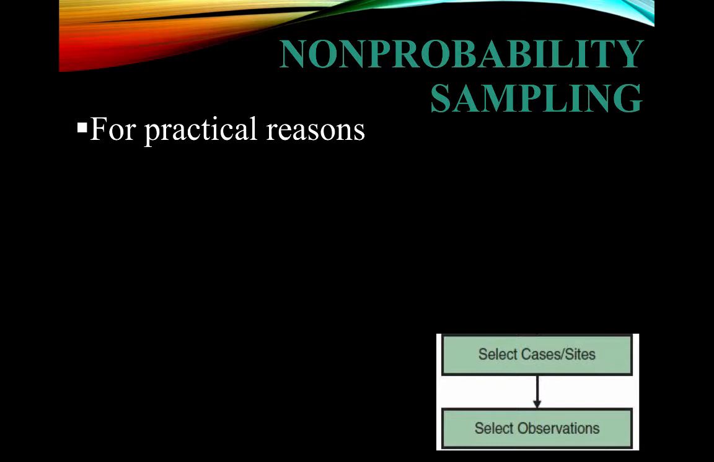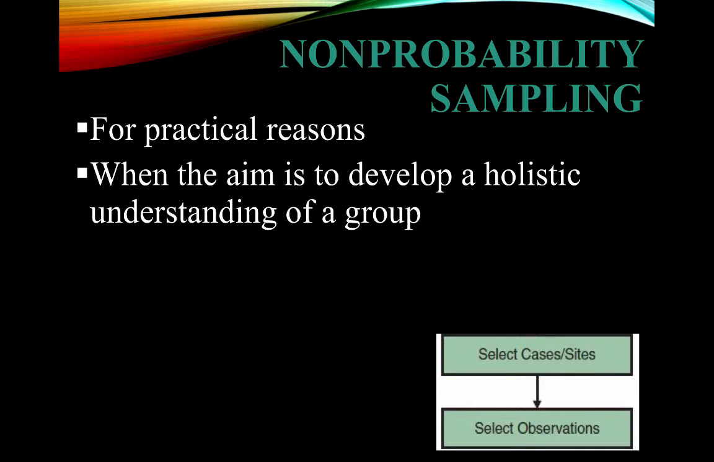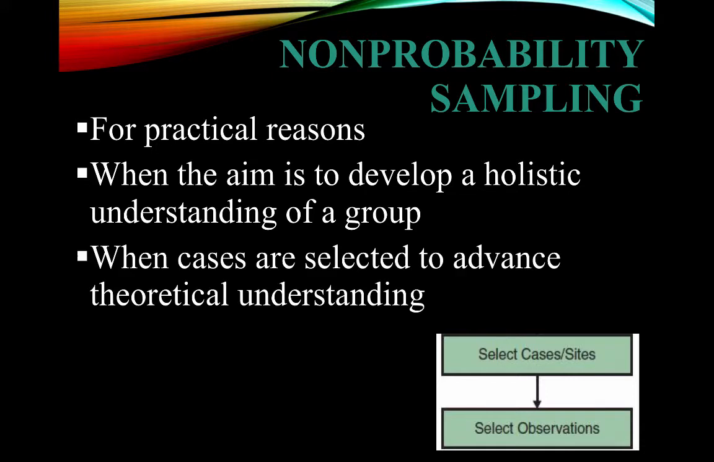When you don't know the extent of the population, or if the population is hidden, it makes sense to pick a sample with non-probability. Also, it makes sense when the aim is to develop a holistic understanding of a group. So if you're studying a field site, and you as the researcher pick individuals you meet to include in your research, this makes sense if you're trying to understand a group and you feel that these people are best suited to help you do that. So this is where the researcher makes these kind of expert judgments about who fits the scope of their sample to reflect the population that's being studied. So choosing someone at random does not really make sense in these situations.